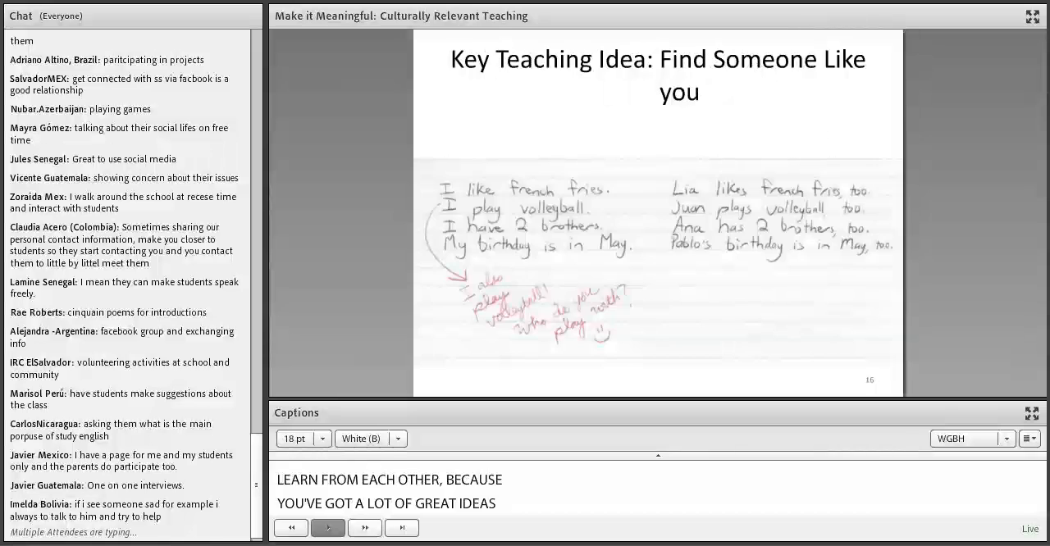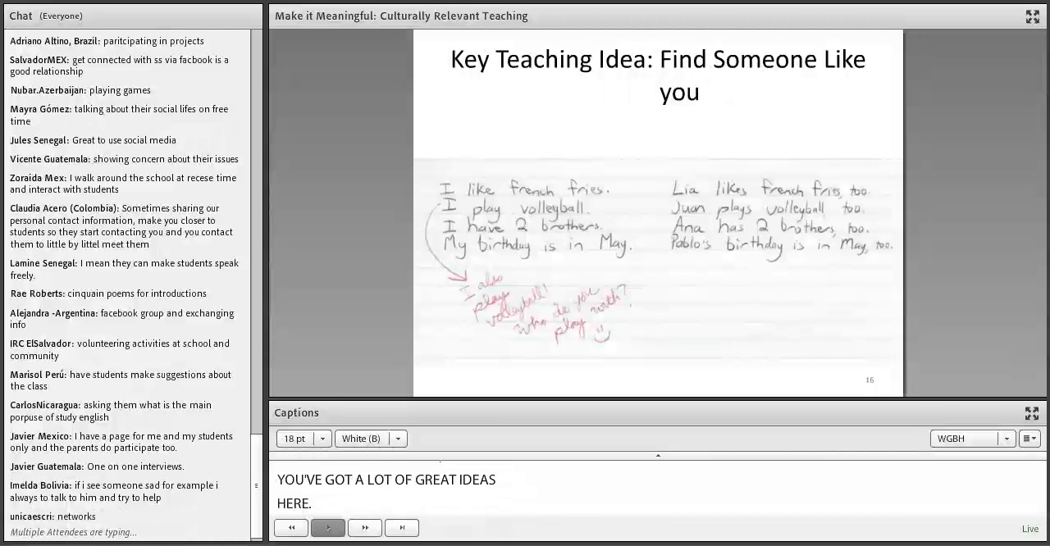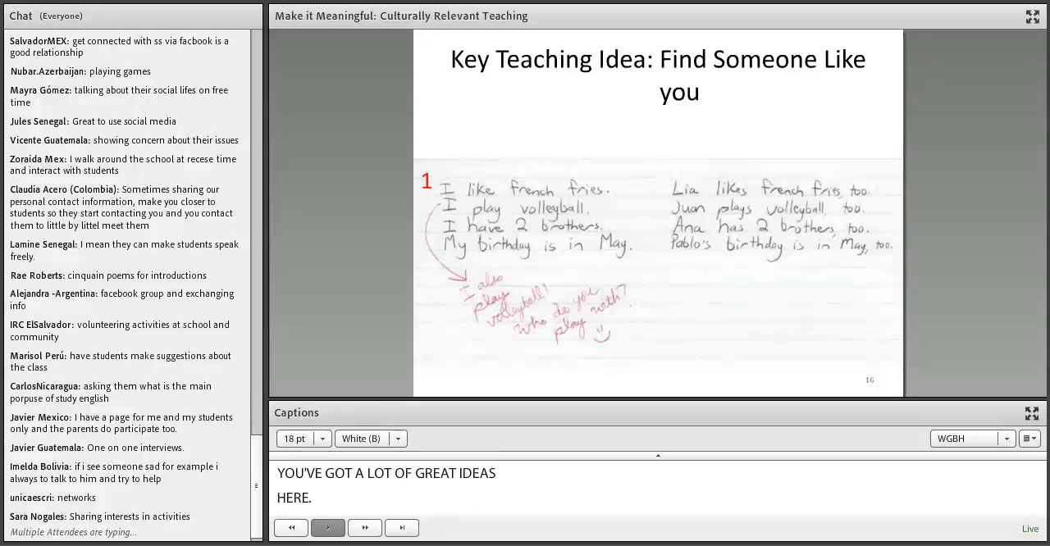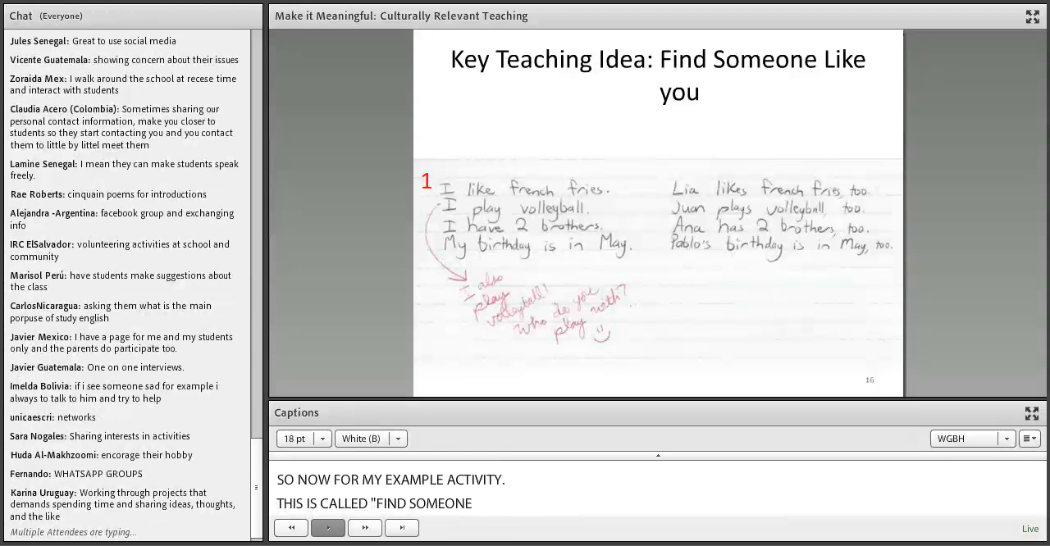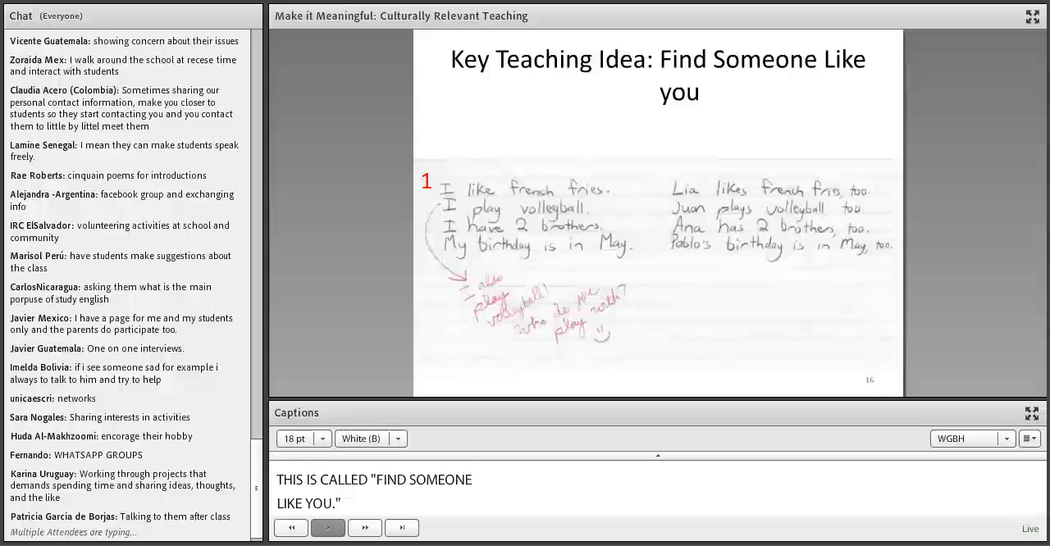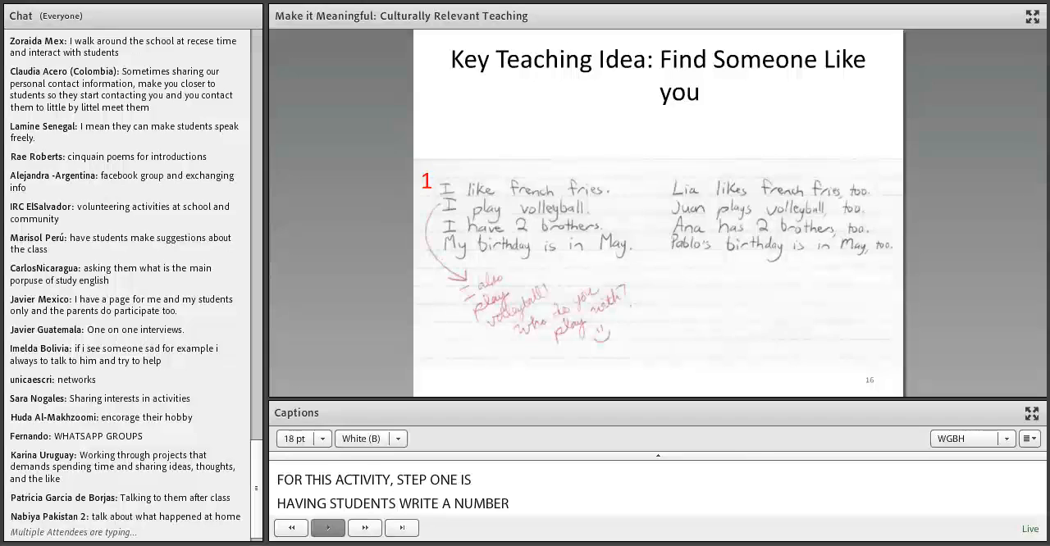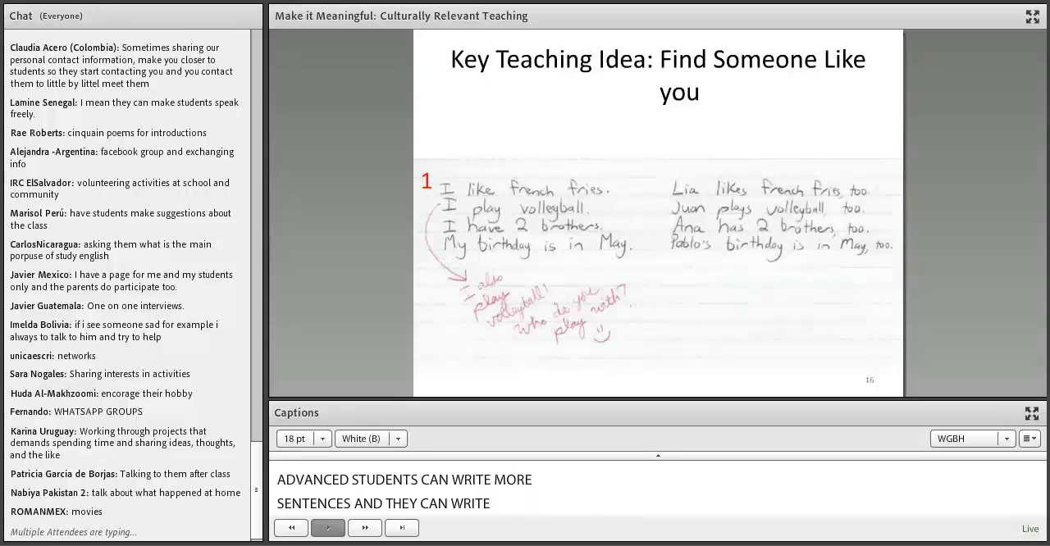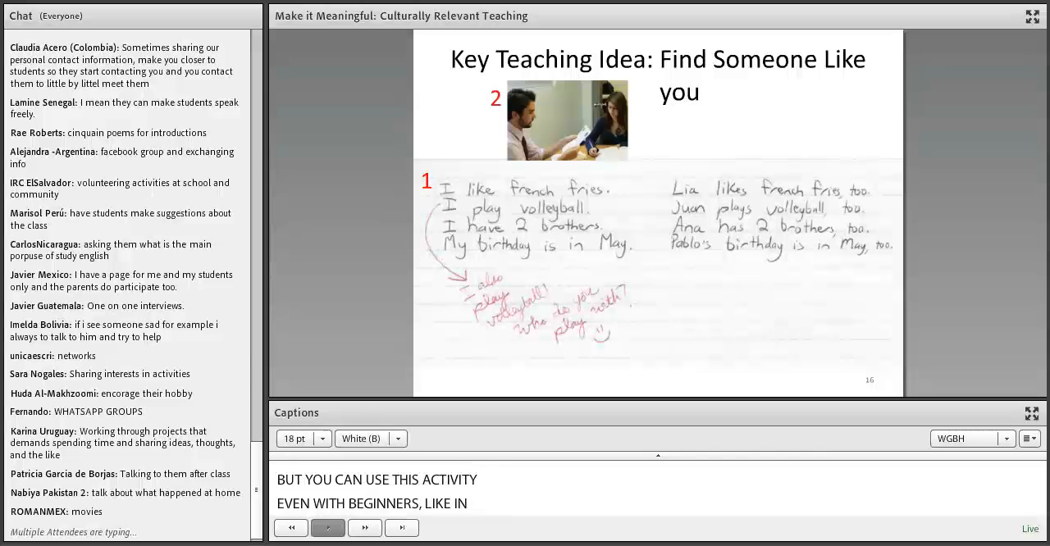So now for my example activity. This is called Find Someone Like You. For this activity, step 1 is having students write a number of sentences about themselves. Advanced students can write more sentences and they can write more complicated sentences, but you can use this activity even with beginners, like in this example here.